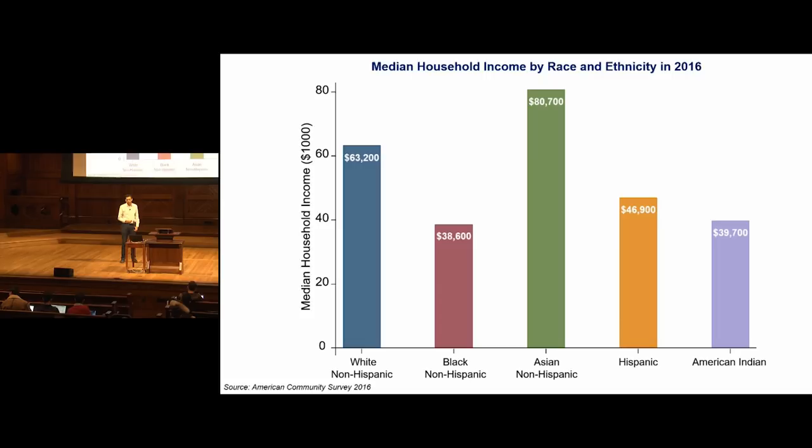Just to set the stage, some statistics that you will all be familiar with just from day-to-day life. There are very sharp differences in economic outcomes and a variety of other outcomes by race and ethnicity in the United States. To take one example, if you look at median household incomes in 2016: $63,000 for white Americans, $38,000 for black Americans, $80,000 for Asians, $46,000 for Hispanic Americans, and about $40,000 for Native Americans.